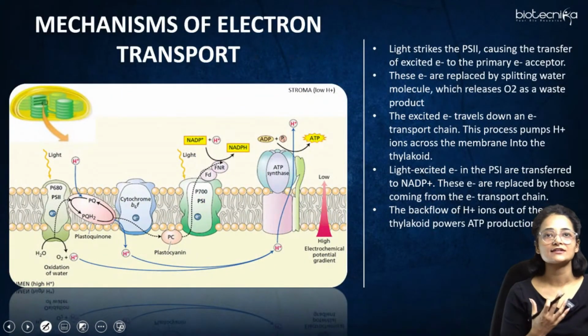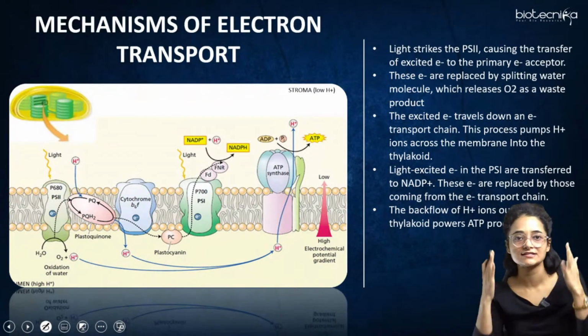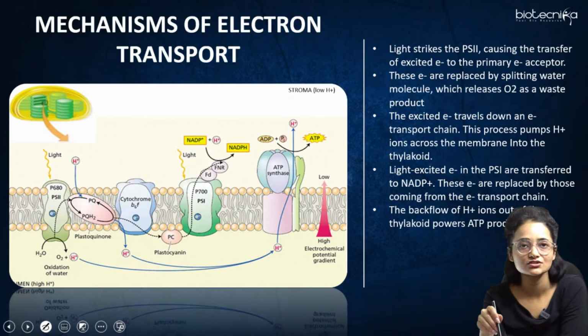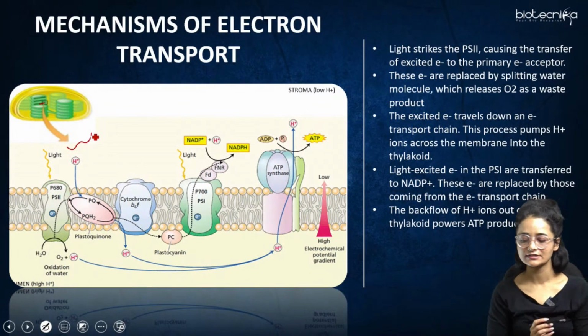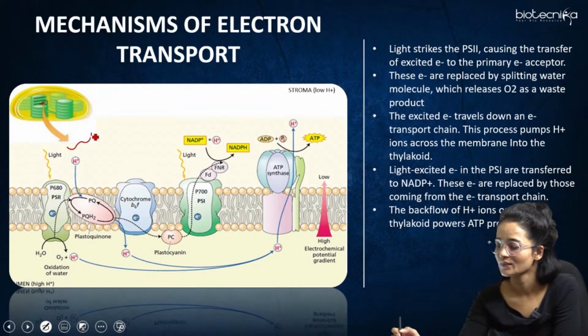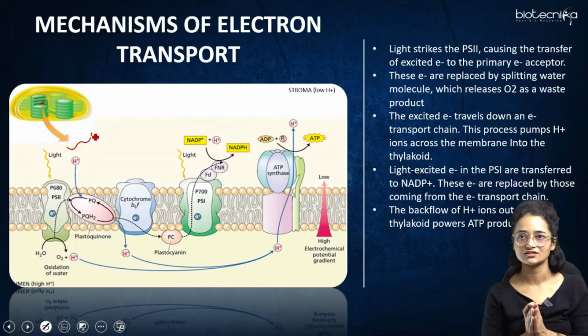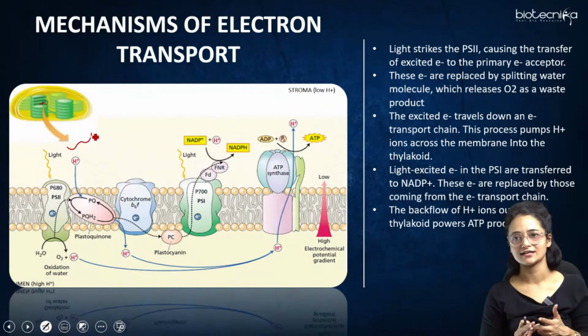Then this is the mechanism of electron transport, how the electron transport reaction takes place inside the thylakoid membrane, right? Here you can see the structure of the chloroplast. Inside the grana, there is the thylakoid membrane where the electron transport reaction and photophosphorylation basically take place. It says that the light strikes PS2. PS2 is the reaction center where the light strikes, and it has two domains: one is the electron transport domain and the other is where water splitting takes place, right?